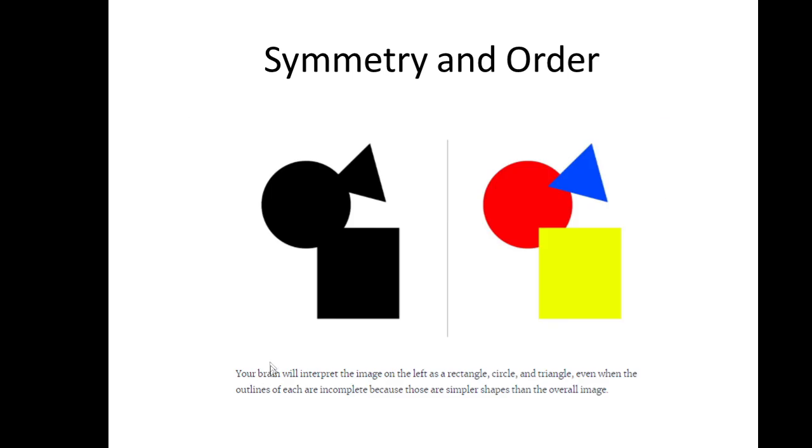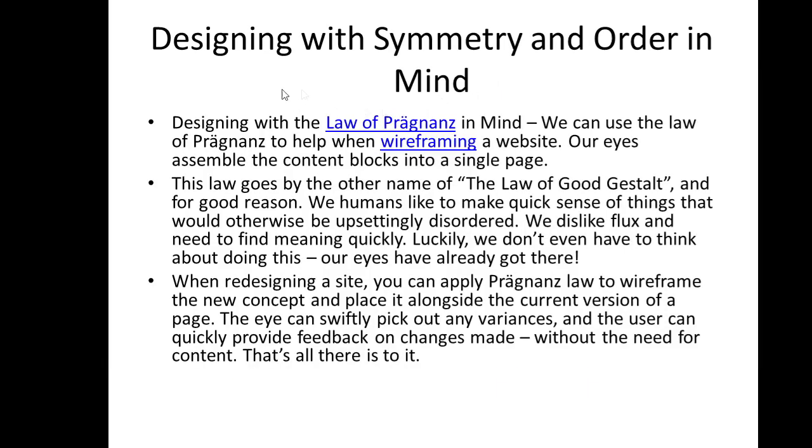So just like in this case, if we see this, our brain, although this may be a single shape, will tell us that maybe this is a triangle, this one is a circle, and this one is a rectangle. That is how our brain will interpret it. And that is what we call symmetry and order. So, designing with symmetry and order in mind.